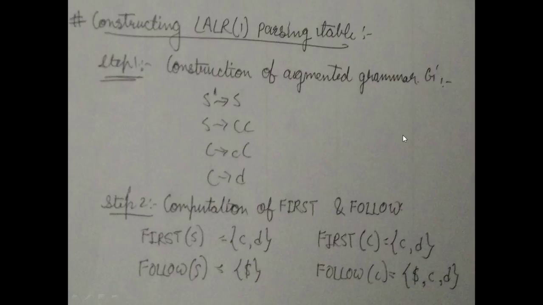we construct the augmented grammar as we did in the past two examples. S dash gives S, S gives CC, C gives small c C, C gives D. We use the first and follow values as we used in the past.